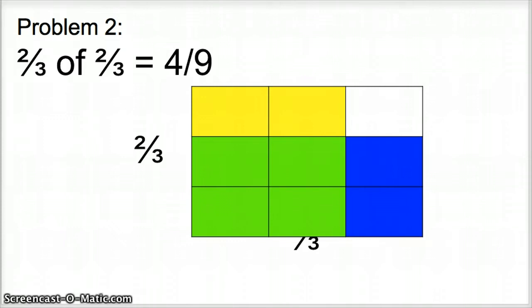Do you think 4/9 needs to be simplified, or is it already simplified? Hopefully you were able to say it was already simplified. There is no other number besides 1 that goes into 4 and 9.